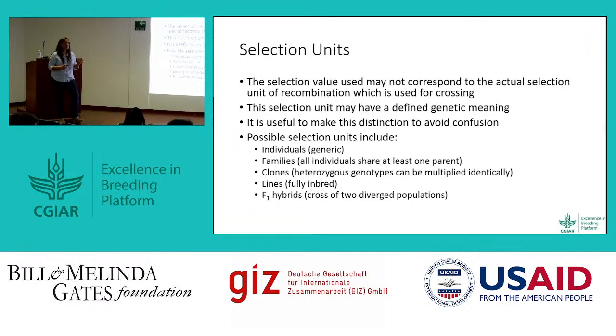For example, when I started here, I was new to clonal breeding, and I didn't know much about it. So I kept talking about breeding lines, and it made everyone very uncomfortable. So now I'm careful to say clones instead of lines when I mean clones.